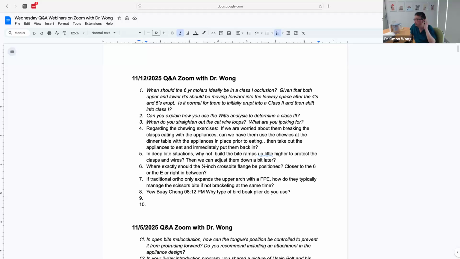Removing acrylic and not damaging the wires underneath takes significant skill, and very few novice clinicians can do it without basically wrecking the appliances. So that's something also to consider.